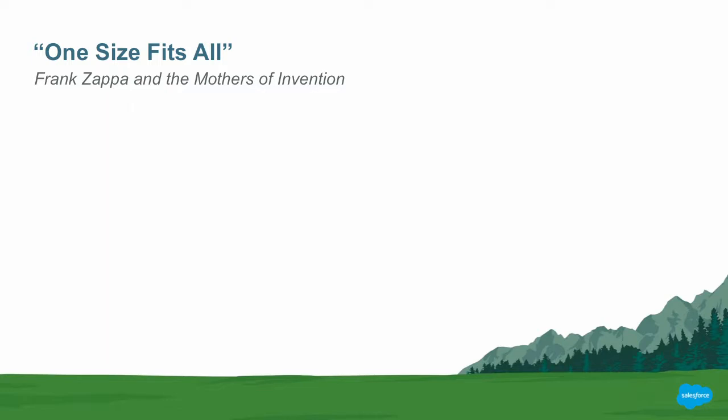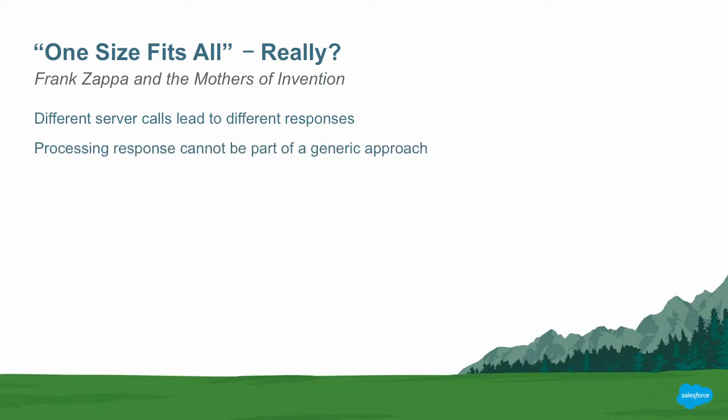So one size fits all. That's the question. Is it really that case? As I said, different server calls lead to different responses, so processing the response cannot be part of a generic approach. This is what I phased out. Also you have the problem that an Apex call is always asynchronous, and also you have to define a callback. This is actually how we can get the data from that asynchronous call, so the data arrives later, you want to get back the data somewhere else where you process your data. This is what we call a callback. This is probably the hardest part to understand on this construct.